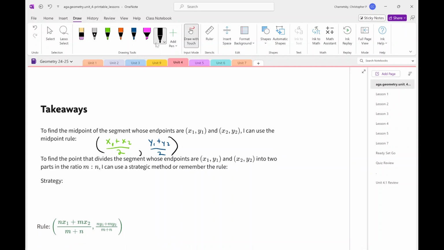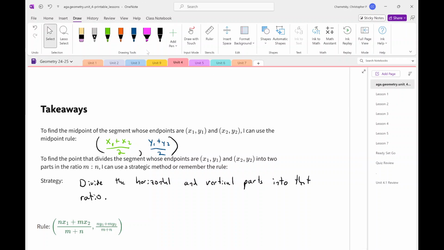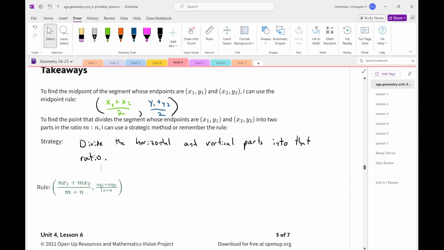If you are dividing not in half but some sort of ratio, the strategy is divide the horizontal and vertical parts into that ratio. If you need an actual rule, like an actual formula, this is the official rule, but I think the graphical method that we just looked at is a little bit easier.